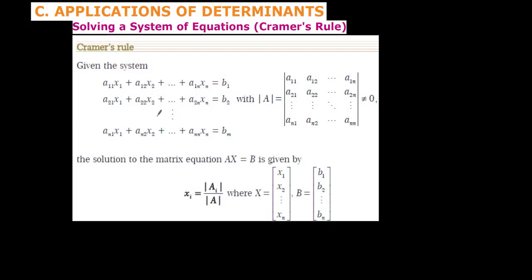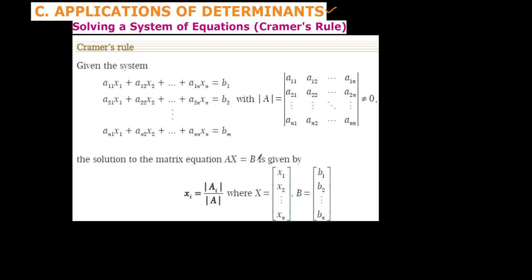Hi dear students, in this video we are going to study applications of determinants, and we are starting with Cramer's rule. Cramer's rule works on system solutions, and we use it for systems like the one given here. You can write the coefficient matrix, and each entry becomes the coefficient of the variables here.